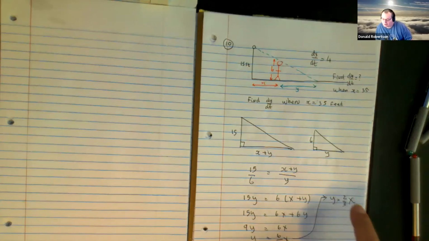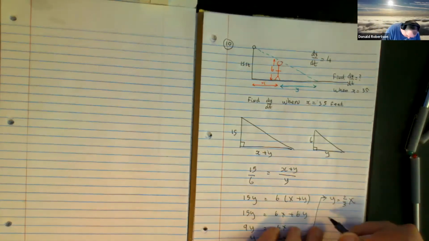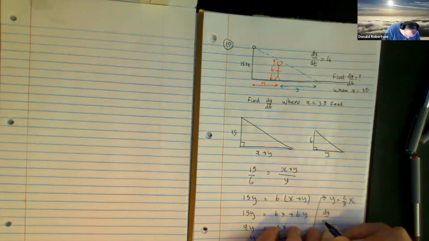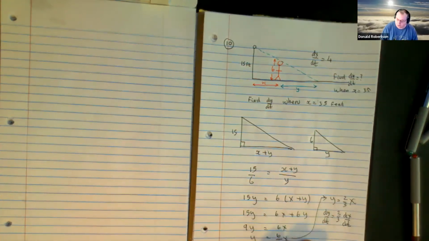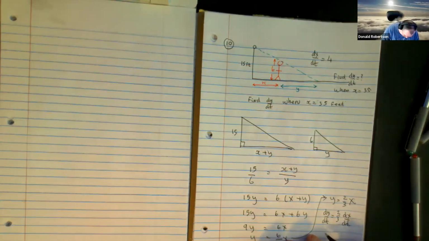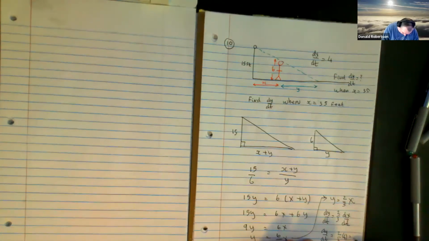So now my optimization function is that dy by dt is 2/3 times dx by dt, which is very simple. And dy by dt is the guy we're trying to find. And we know that dx by dt, we know its value is 4. And so the answer we get is 8/3.